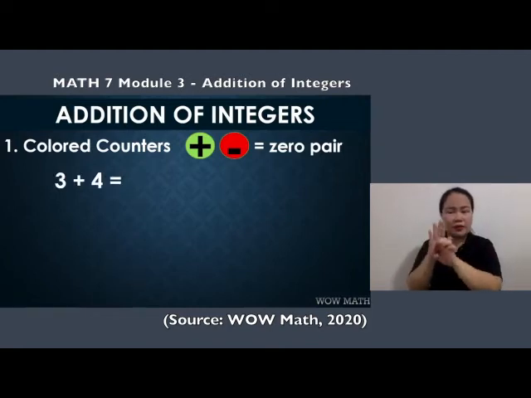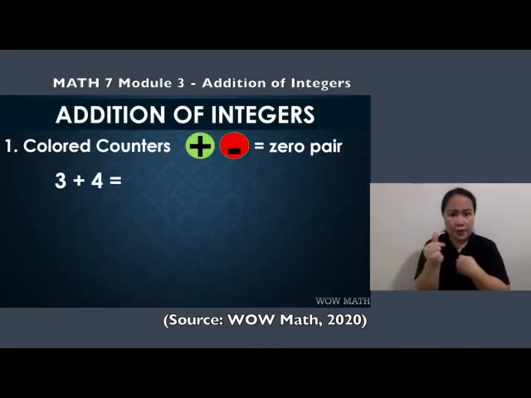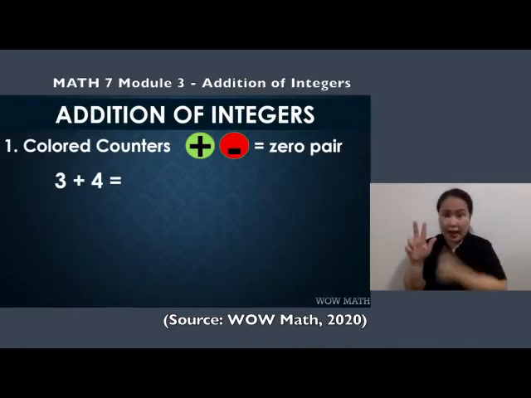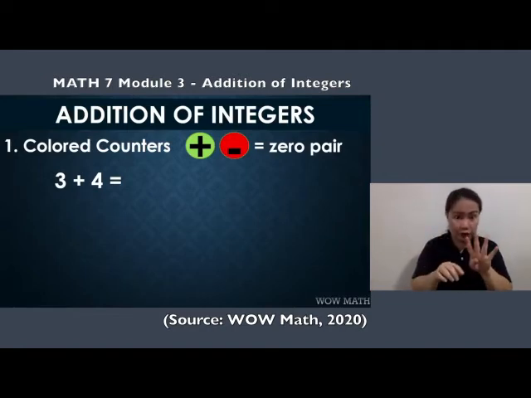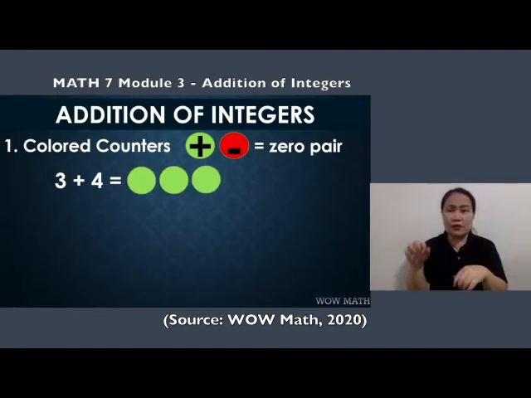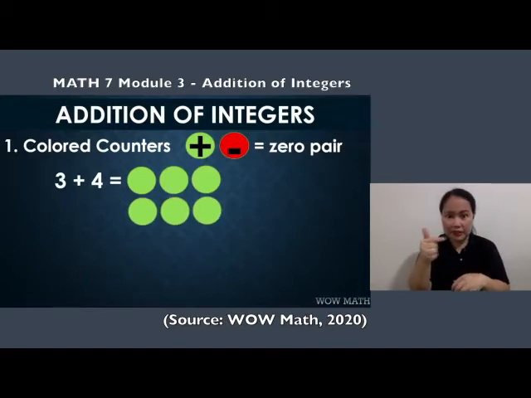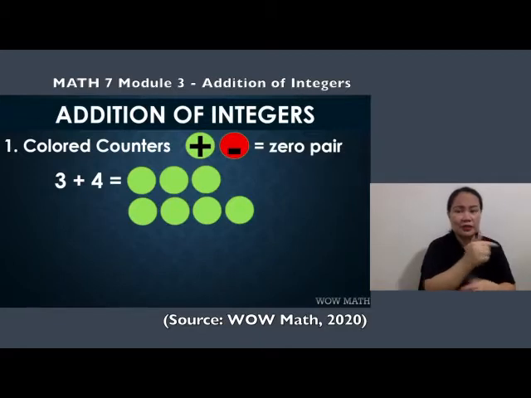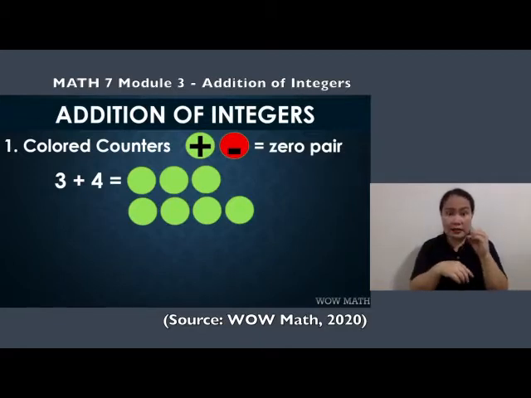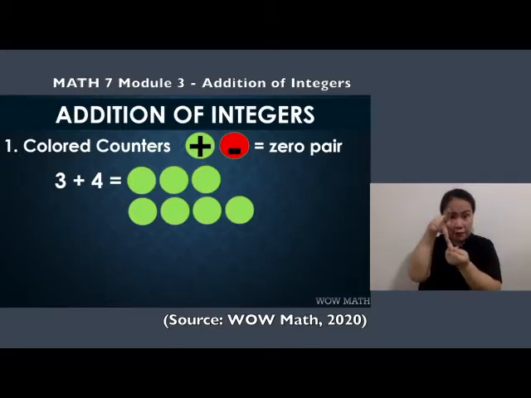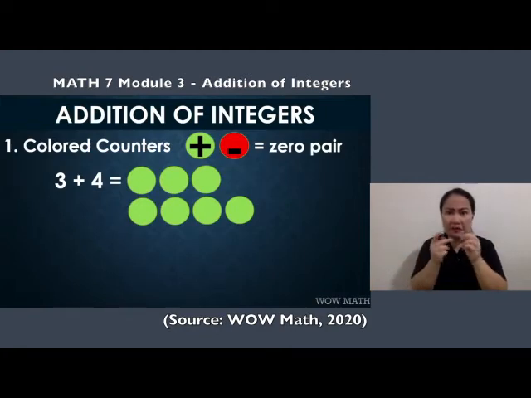So I have here 3 plus 4. So yung 3 natin ay positive, yung 4 natin ay positive din. So we will use green color. Okay? So first, for positive 3, so tatlong green. For positive 4, we have apat na green. Okay. Now, balikan natin yung zero pair. So, magkakaroon lang tayo ng zero pair kapag meron kang isang positive at isang negative or green and red. Okay. So, since wala tayong pair dyan na green at red, walang makakancel.